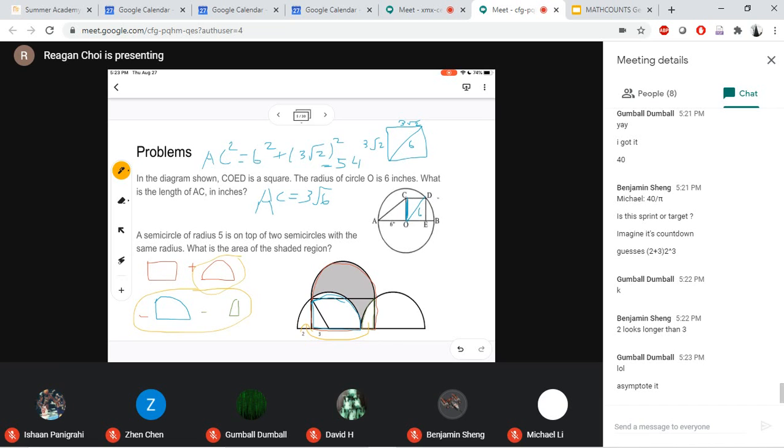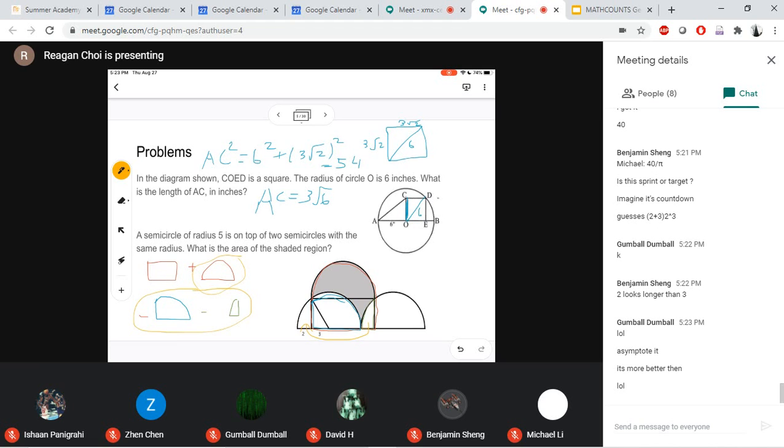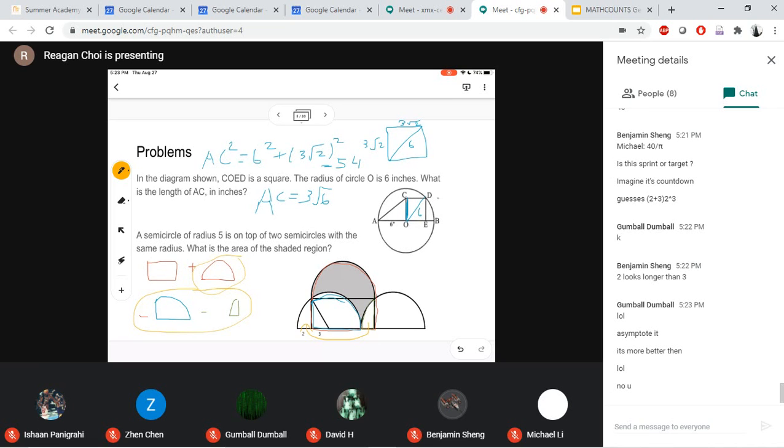The same thing. I can't asymptote arcs. Also the shaded area, come on. It's more better. Yeah, it's more better than your English. That's... What? How is my English? It's not hard to have better English than your sentence there.